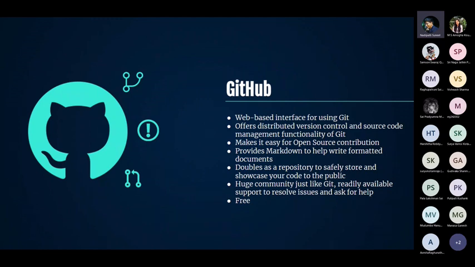So there is a way you can use Git on its own, but GitHub provides a platform to make everything much easier. It offers the same principles that Git is built upon. So in that sense, it offers distributed version control and managing your source code. It makes it very easy for open source contribution.